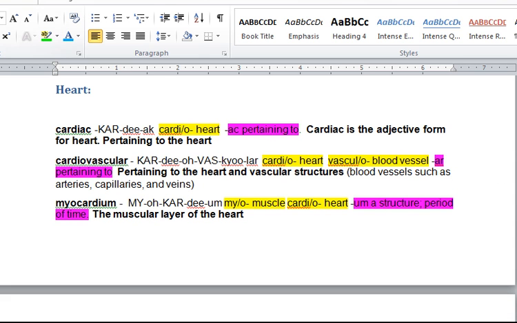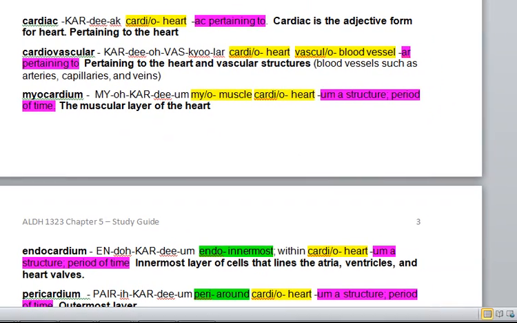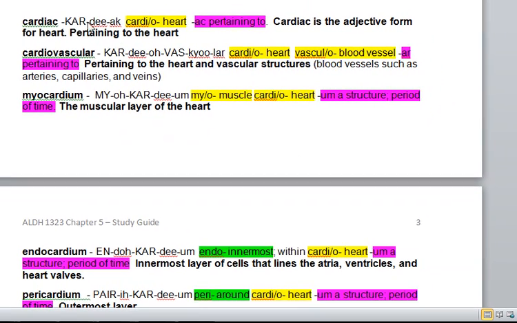So maybe in this case I can begin with cardiac, and I've got my pronunciation that tells me it's cardiac. Cardio is heart, and I've highlighted all of my combining forms in yellow and my suffixes in pink. Ac is pertaining to. And then I bolded my definitions. Cardiac is the adjective form for heart. Cardiac means pertaining to the heart.